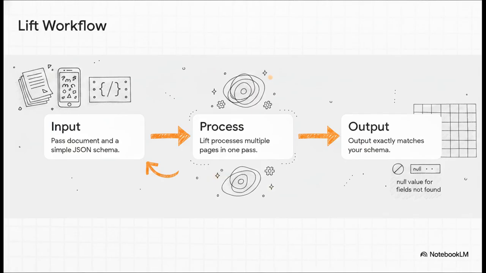Now, a quick tip from the Datalab team: keep schemas simple to keep that output guarantee intact. Use strings, numbers, booleans, nested objects, but maybe skip complex logic like enum or anyOf. Step 2, Lift processes all those multiple pages in one go. Step 3, you get an output that exactly matches your schema.